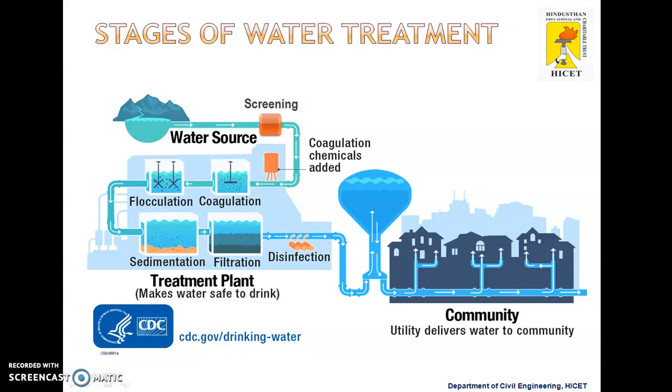Here you can see the entire water treatment process. Water is first collected from a source like lake, reservoir or river. Then it goes through initial screening, coagulation and flocculation, followed by sedimentation and filtration. Finally, it enters the disinfection stage before being delivered to the community. Each stage plays a specific and vital role in ensuring clean and safe drinking water.